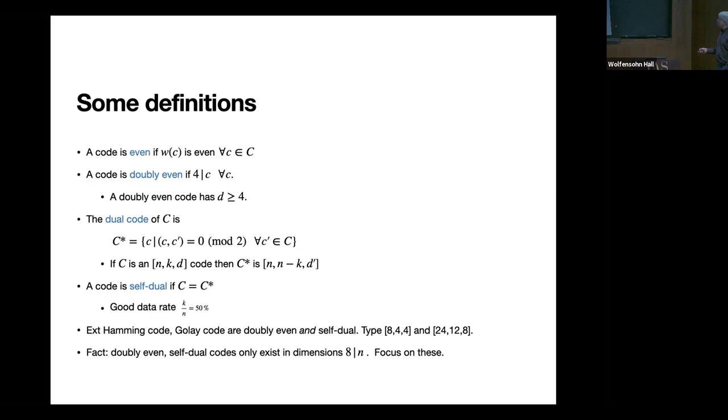And in fact, doubly even self-dual codes only exist in dimensions which are multiples of eight. And we're going to focus on these. They're highly constrained. And they're the codes which are most directly related to CFTs. Question? In the definition of a dual code, the (c, c prime) is the scalar product between c and c prime, or the Hamming distance between the two? That's the scalar product. The scalar product.